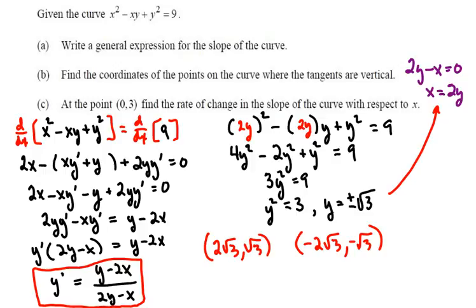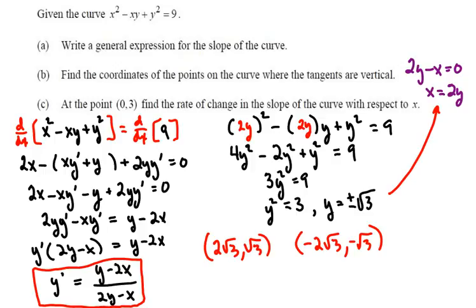So that's part B. We'll go on to part C. I'll scroll down a little bit. At point 0, comma 3, find the rate of change in the slope of the curve. So the slope of the curve is already the rate of change of the curve. Now we want to find the rate of change of the rate of change, which means we want to find the derivative of the derivative, or we want to find the second derivative and evaluate that at the point 0, comma 3.